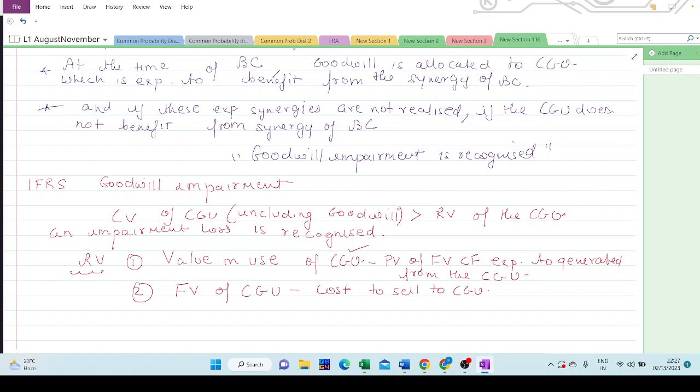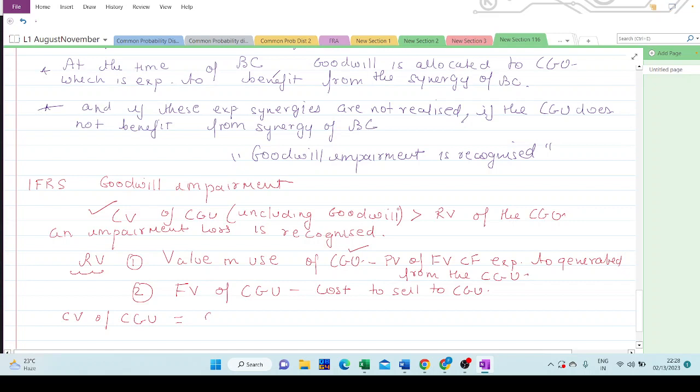Right? And we can also estimate the fair value of the CGU, but we are unable to estimate the fair value of goodwill. Why aren't we able to estimate the fair value of goodwill? Because goodwill cannot be sold separately, it cannot be separated from the business, but we can definitely calculate the fair value of CGU. So that is why goodwill impairment is tested at the CGU level, not at the goodwill level. Okay? And basically, what is the carrying value of CGU? Please understand.